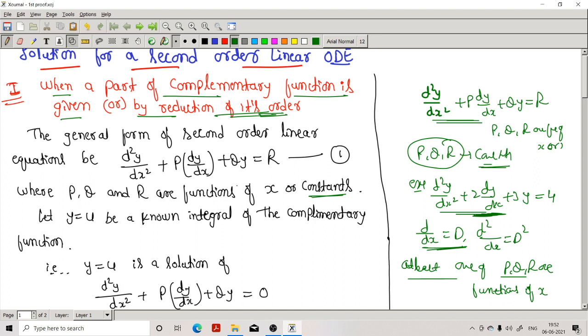The name of this method is 'when a part of the complementary function is given' or 'reduction of order'. We can call it by both names. This is the name of this method to solve a second order linear differential equation having variable coefficients. I am sticking to variable coefficients, that is, at least one of P, Q, R is a variable, or generally a function of x.